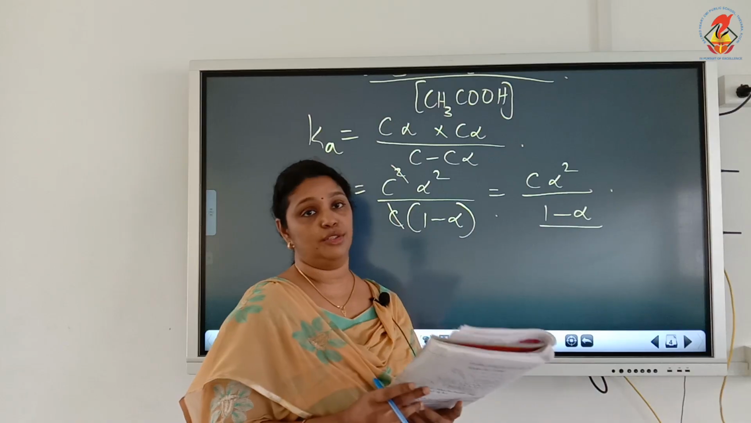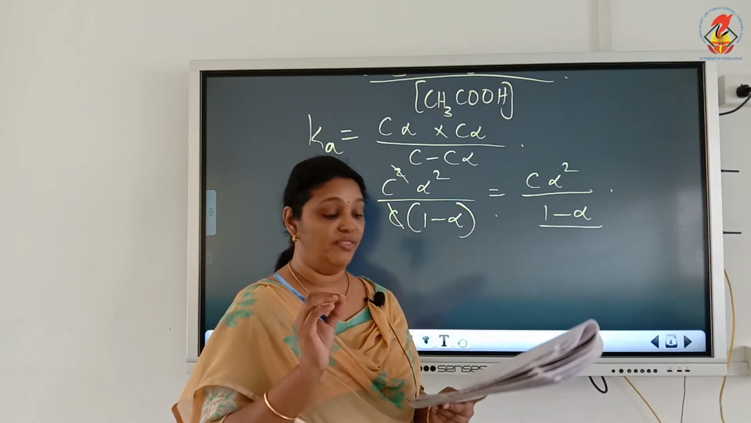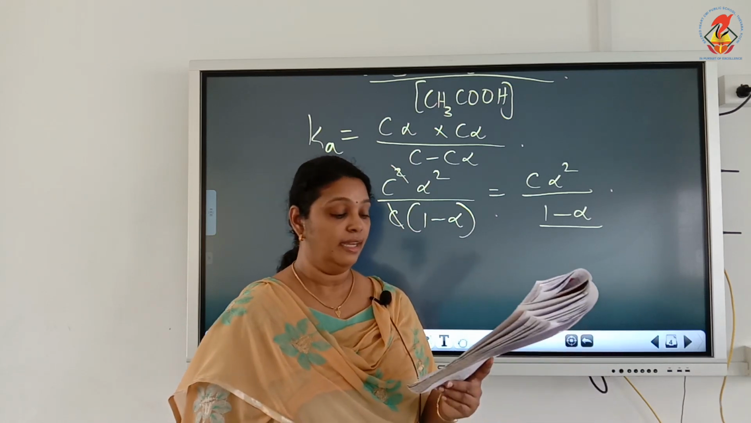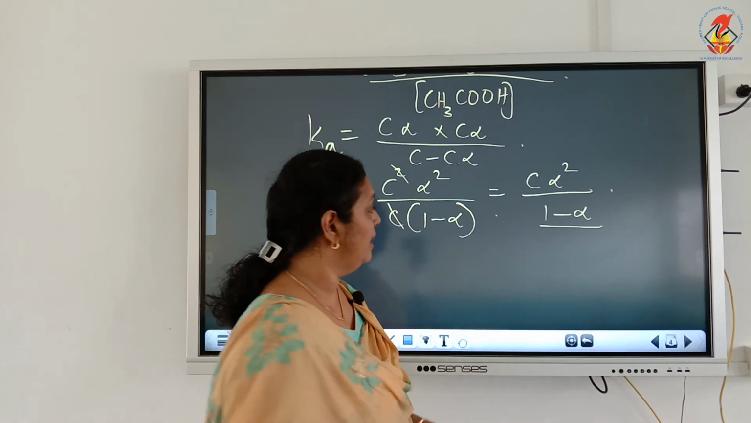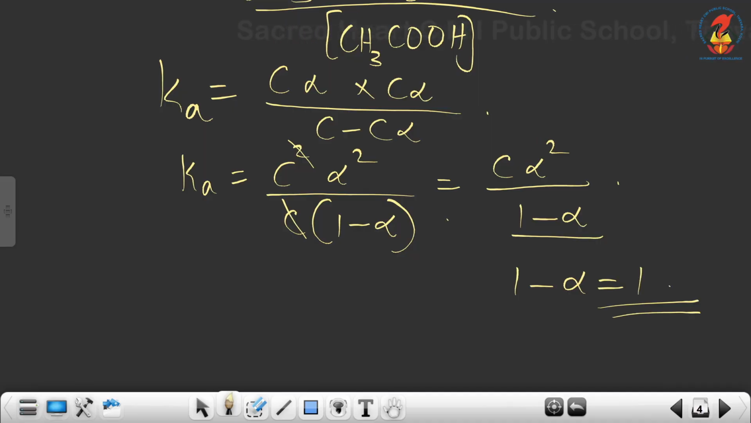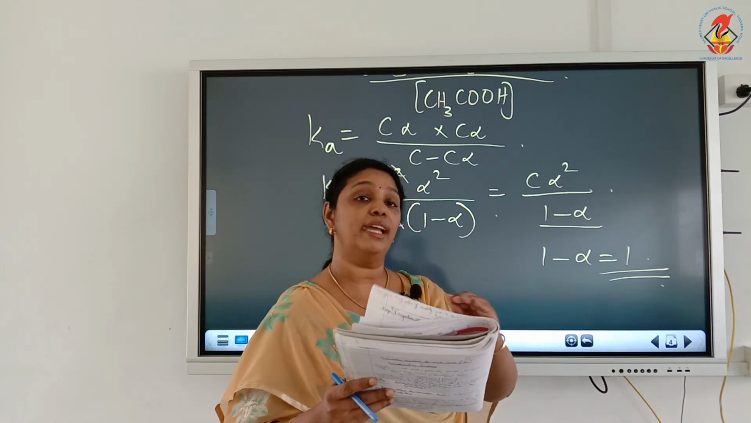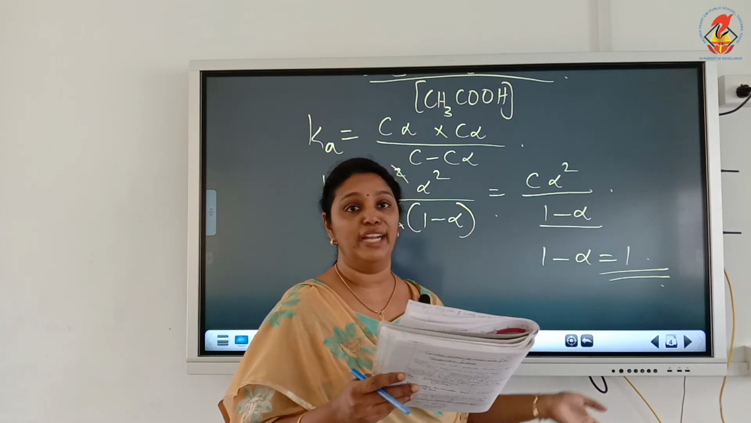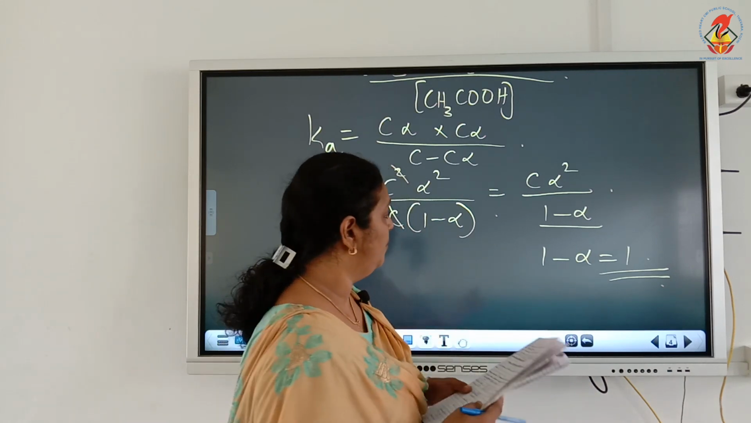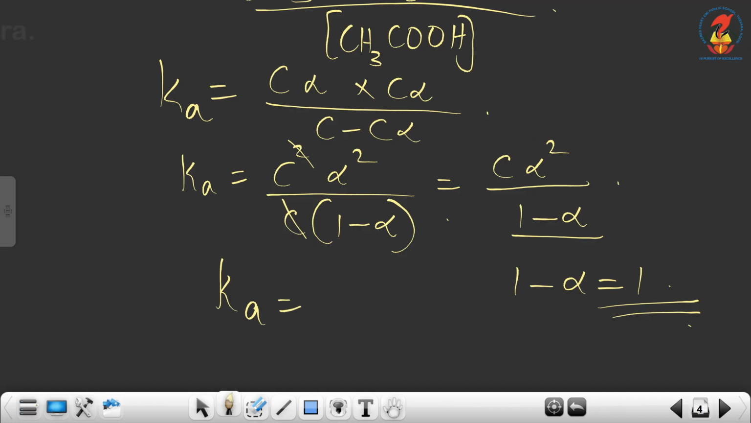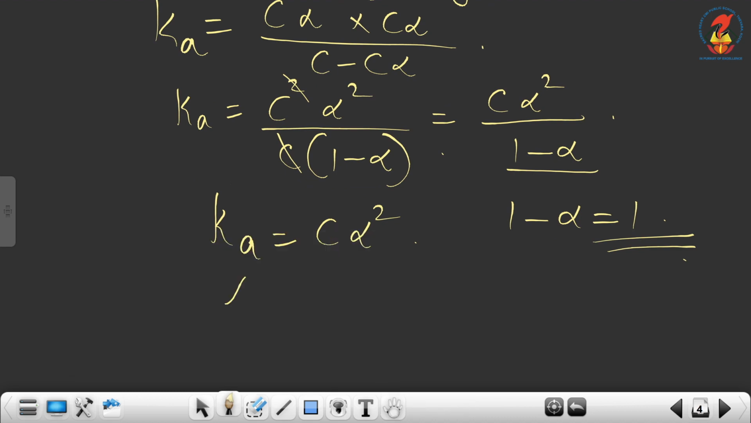Now this 1 minus alpha: in the case of weak electrolyte, the value of alpha is very small and can be neglected in comparison to 1. So 1 minus alpha can be taken as equal to 1 because it's a weak electrolyte. So alpha or degree of dissociation is very less, so that alpha can be neglected in comparison with 1. So we can take 1 minus alpha is equal to 1, or we can write the final expression for Ka as Ka is equal to C alpha square, or we can write degree of ionization alpha will be equal to square root of Ka by C.